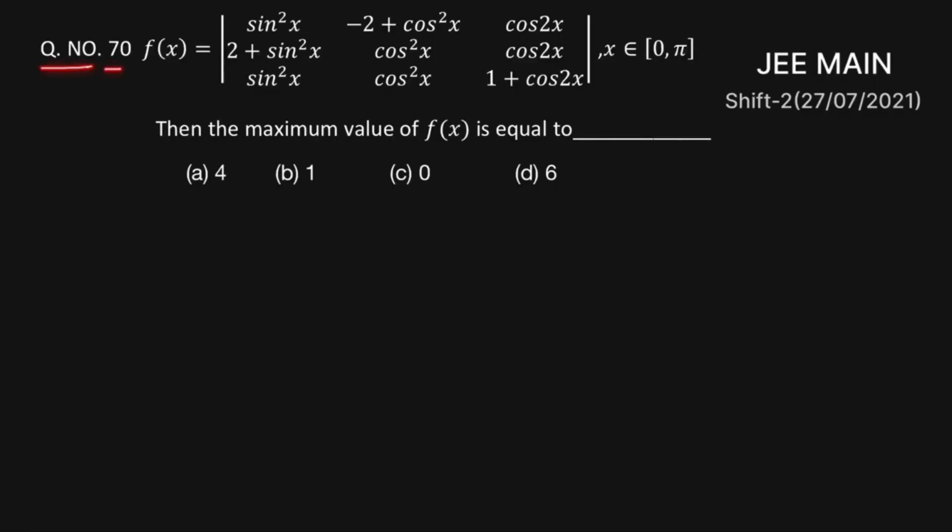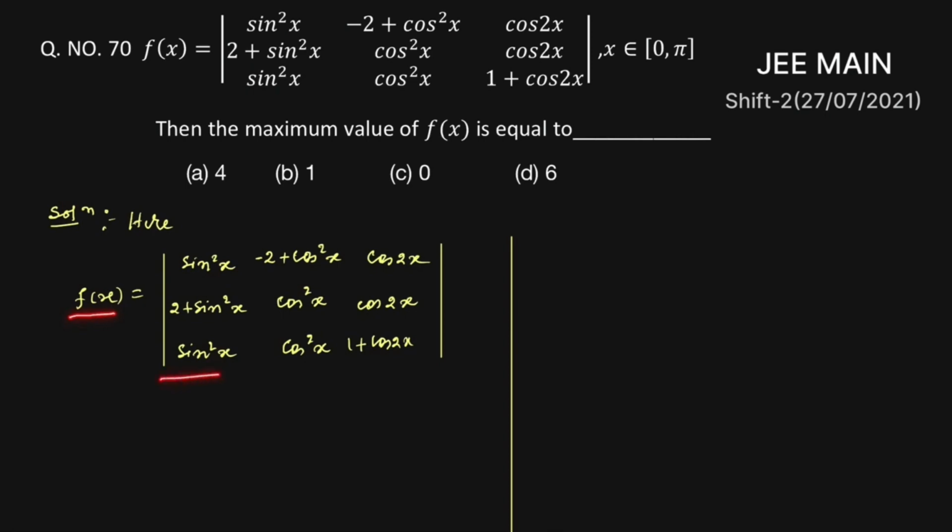Question number 70. f of x is given in terms of a determinant and x belongs to 0 to pi. Then we have to find the maximum value of f of x. Let's see the solution of this question. f of x is equal to this. We apply here the row transformations, that is R2 tends to R2 minus R1 and R3 tends to R3 minus R1.